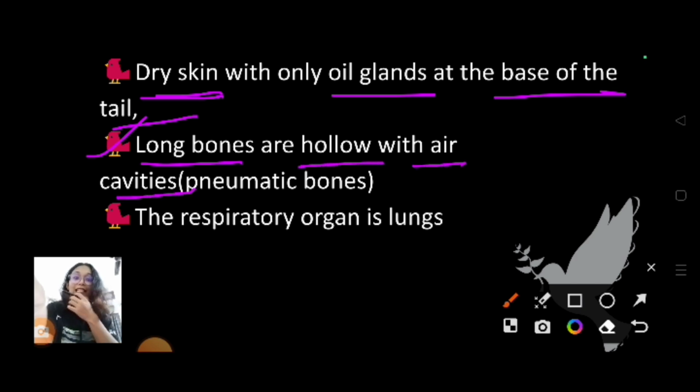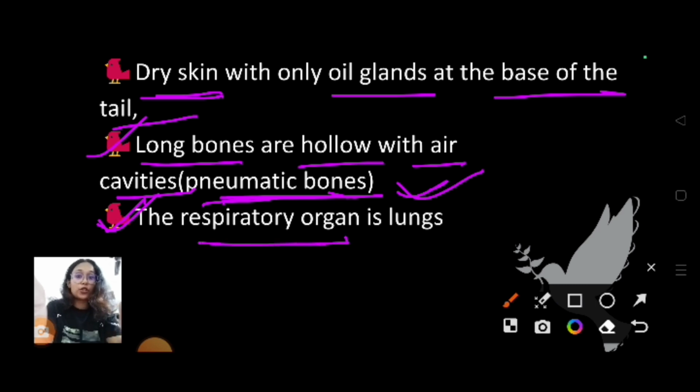Alright. Then the next point it is saying they are having long bones which are hollow with air cavity. So inside it is hollow but there is an air cavity. So therefore they are called pneumatic bones. They are having pneumatic bones. Is it clear? Then the next point it is saying the respiration is through lungs. The respiratory organ they are having is lungs. Clear?